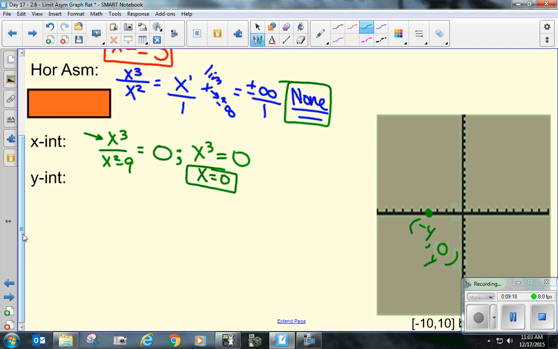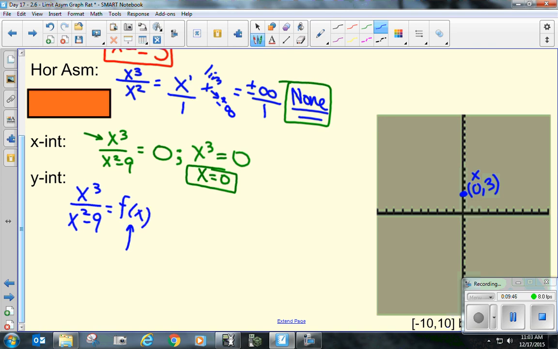What about the y-intercepts? How can we find the y-intercepts? Let's flip this. The y-intercept would cross the y-axis, wouldn't it? So if this is 3 on the y, the coordinate is 0, 3, isn't it? So that's when I need my x's to be 0. So for my y-intercept, I still have x cubed over x squared minus 9 equals my f of x. Well, I want to know what this value is when my x's are 0. So it's 0 over 0 minus 9, which is 0 over negative 9, which is 0.